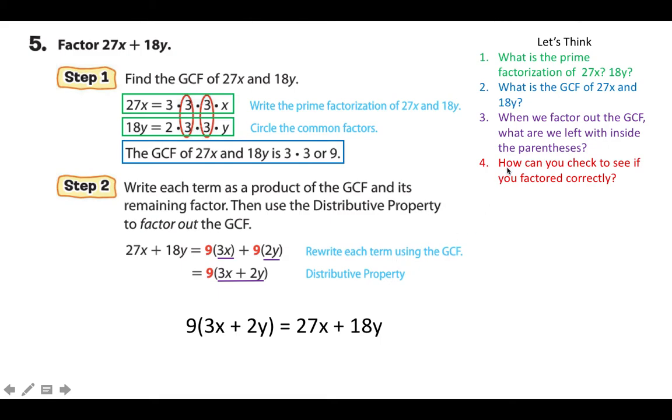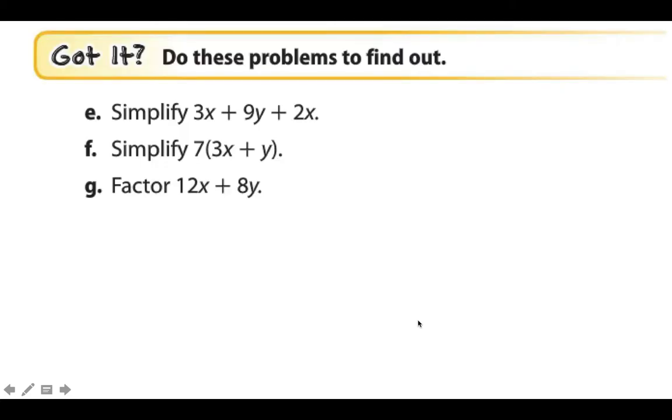Lastly, how can we check to see if we factored correctly? Well, if we take this expression, 9 times the quantity 3x plus 2y, we can use the distributive property. If we use the distributive property and get back to where we started, that means we factored correctly. So let's multiply. 9 times 3x gives us 27x, and 9 times 2y gives us 18y. So that lets us know that we factored correctly.